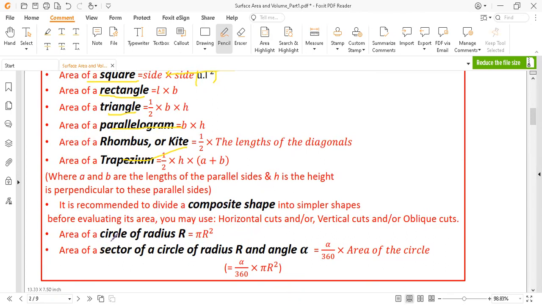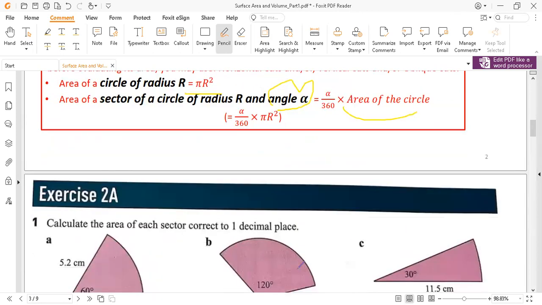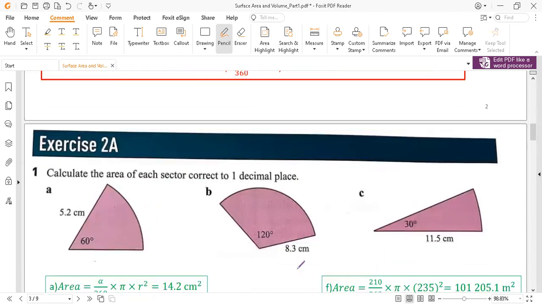We should know that the area of a whole circle of radius r is equal to pi r squared. And for a sector of a circle of radius r and angle alpha, because any sector can be defined as a part of a circle with a given angle, the area is alpha over 360 times the area of the circle. We know that the area of the circle is pi r squared, so alpha over 360 times this.